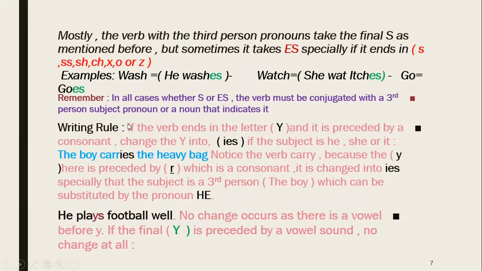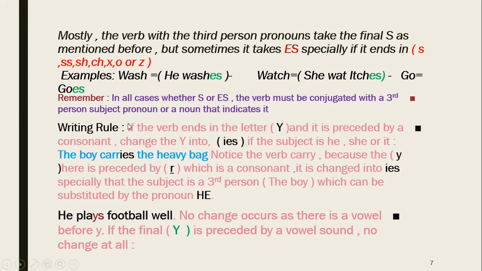Sometimes the verb doesn't end in S but ends in ES. When can we add ES to the verb? We add ES to the verb mainly if the verb ends in S or SS or SH or CH or X or Z. These are only the cases: S, SS, SH, CH, X, O, or Z.